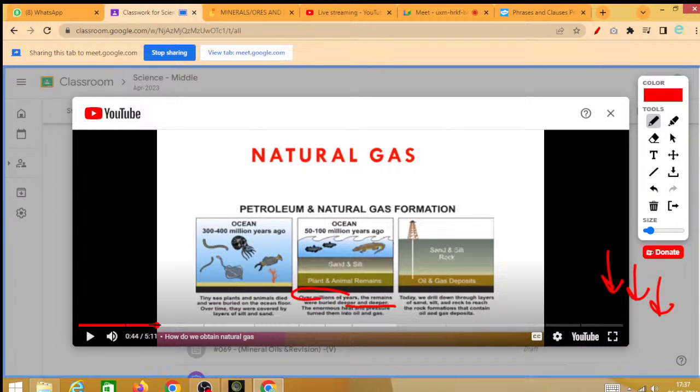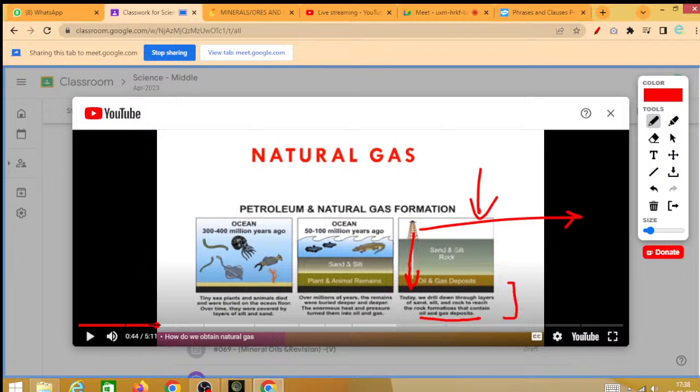Okay. So now what are we doing these days? The third picture. Read this, Asad, if you can. Today we drill down through the layers. So all these layers we make. Today we drill down through layers of sand, silt and rock to reach the rock formation that contains oil and gas deposits. Yes.